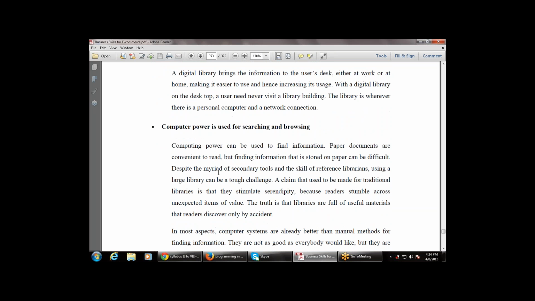Next, computer power is used for searching and browsing. Because everything is in digital form, we can search and browse anything, from anywhere, at any time in the world. So computer power can be used to find information. Paper documents are convenient to read, but finding information stored on paper can be difficult.